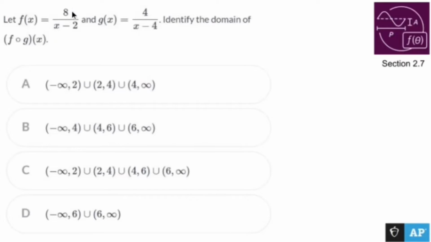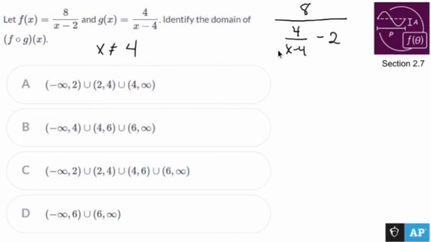Let f of x equals 8 over x minus 2 and g of x equals 4 over x minus 4. Identify the domain of f of g of x. All right, so what f of g of x looks like is you take f, you write it out like so, but anytime you see an x, you replace it with g. So it's going to look like this. Every time you see an x, you replace it with g minus 2. Now, this tells me right now, x minus 4 in the denominator, 4 can't have it. 4 is not going to be allowed in my domain, so that's part of my answer.